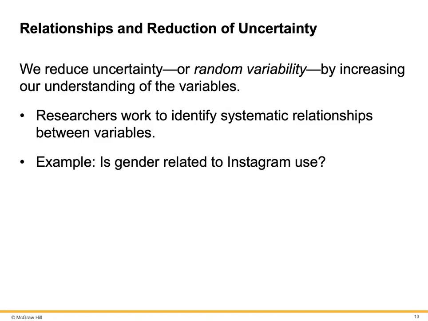Okay. So, when we detect a relationship between variables, we reduce the uncertainty by increasing our understanding of the variables that we are examining. The term uncertainty implies that there is some randomness in events. Scientists refer to this as random variability in events that occur. And research can reduce random variability by identifying systematic relationships between variables.